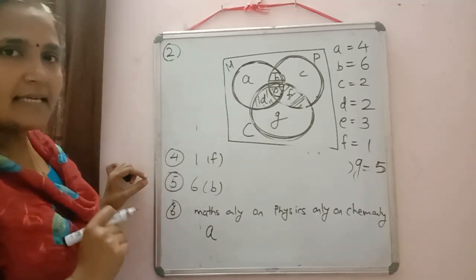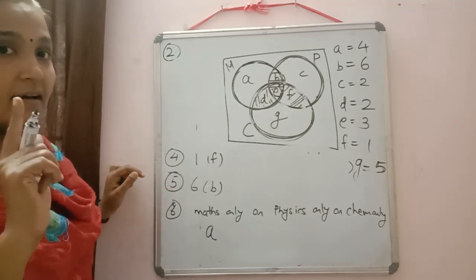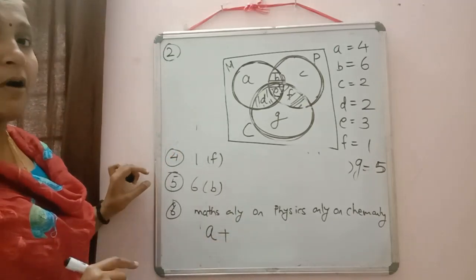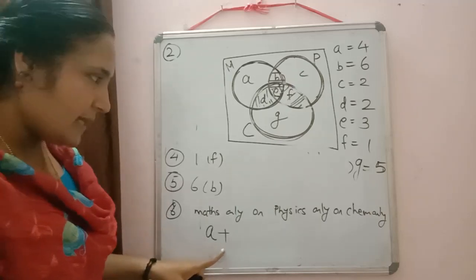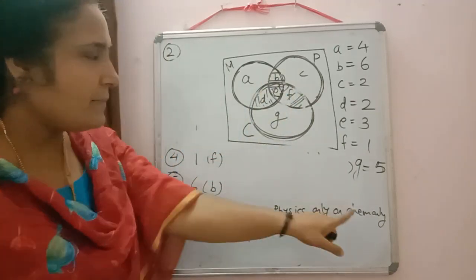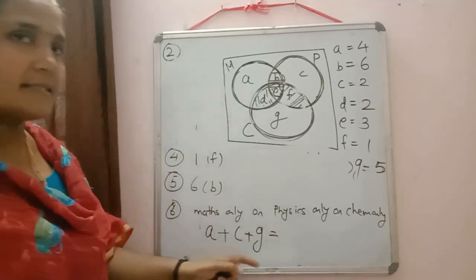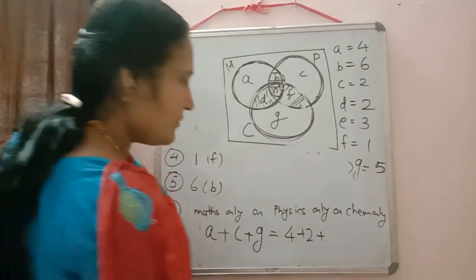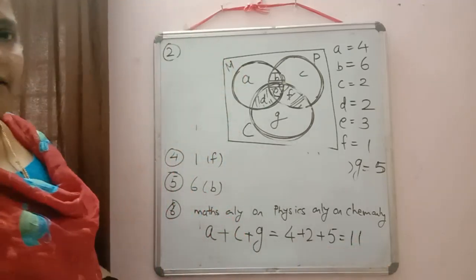Or if "or" sign is there, what we should do? We will write addition or we will write multiplication. Yes, addition. In 10th class we studied when we are solving probability there. Whenever "or" is there, you have to write addition. So A plus physics only is represented by the letter C. Chemistry only is represented by the letter G. So just add all these numbers. A is equal to 4, C is equal to 2, G is equal to 5. So it will be equal to 4 plus 2 plus 5, 11.